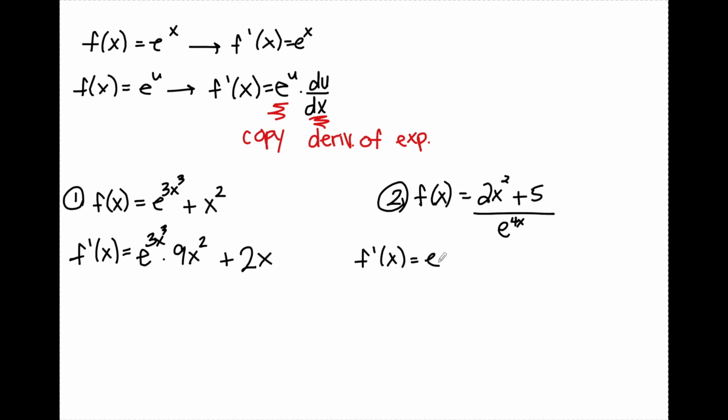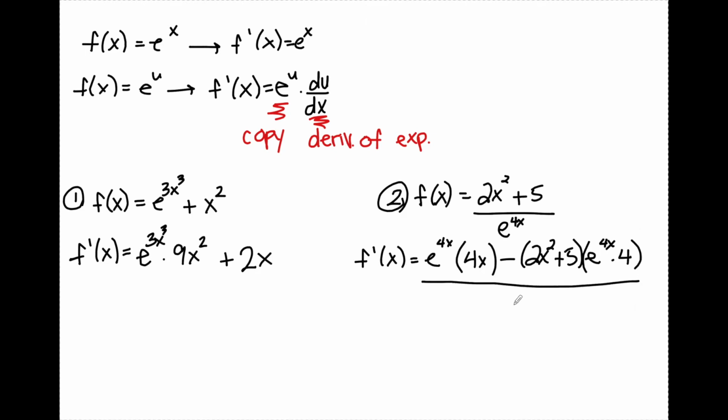F prime is going to be low, e to the 4x, times the derivative of the high. When I take the derivative of this numerator, I use the power rule here. I get 4x plus the derivative of 5 is 0. So good there. Minus high, 2x squared plus 5, d low. When I take the derivative of e to the 4x, I'm using this rule. Copy, derivative of the exponent. Copy e to the 4x, derivative of the exponent. The derivative of 4x is 4. Whole thing over low squared. So that's e to the 4x squared. And again, I'm just going to leave this like this. I'm not so worried about simplifying this yet.